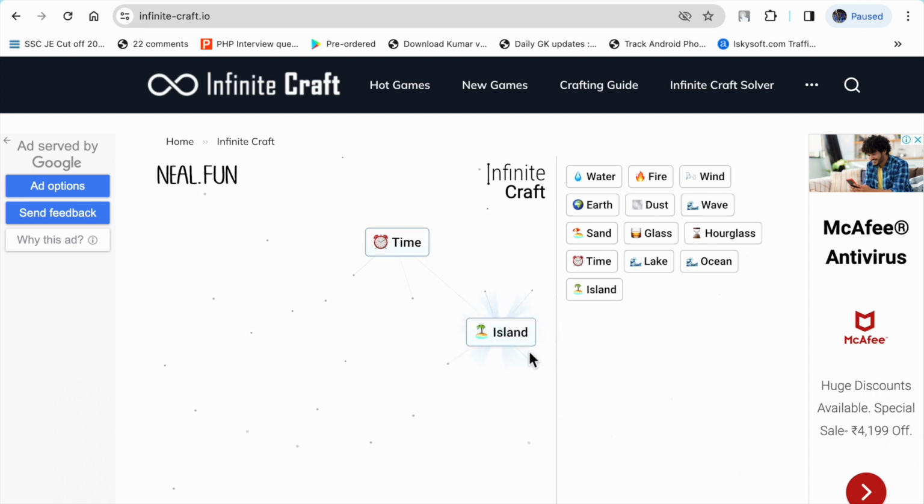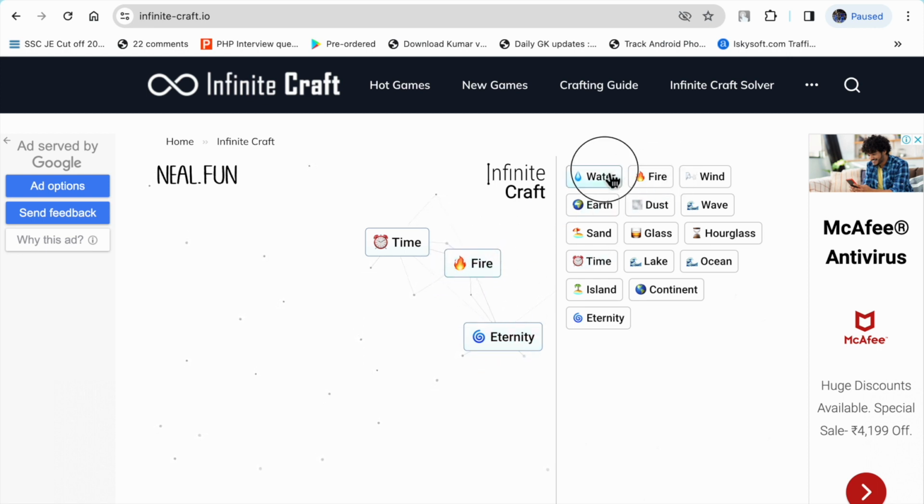Now ocean plus earth. This makes island. Now island plus earth. This makes continent. Now continent plus time. This makes eternity. Now fire plus water. This makes steam. Now steam plus earth. This makes mud. Now mud plus eternity. This makes Adam.